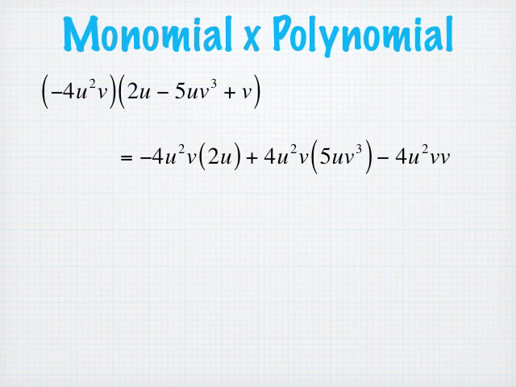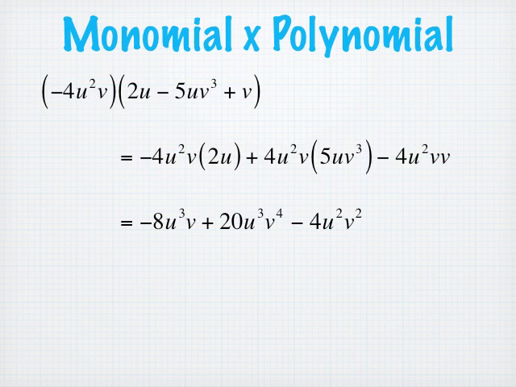That will give me the number part of the first term. I'll get negative 8. U squared times u. Now that I'm multiplying, I don't need things to be like terms. I'm multiplying. So u squared times u will be u cubed, then v. Okay, for the middle term, 4 times 5 will give me 20. U squared times u will give me u to the third. V times v cubed will give me v to the fourth, so that gives me my middle term.